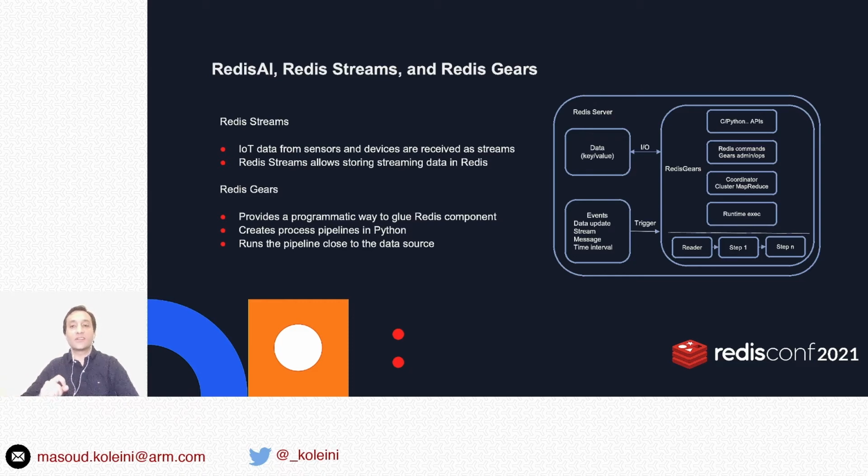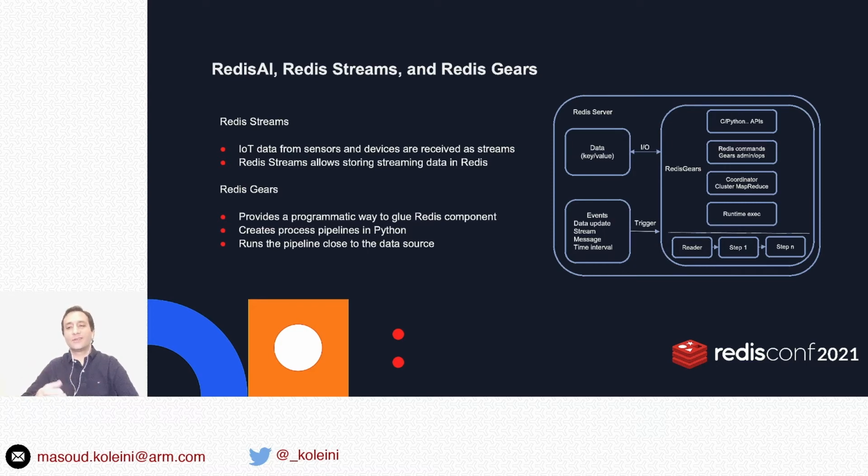Redis Gears is a module specifically designed to implement data flows and pipelines in a programmatic way. Users can write process pipelines in a language like Python, and Redis Gears will execute that on the data stored in Redis. Like data streams, running the pipeline close to the data source reduces the latency and increases the performance. On the right-hand side, you can see an image showing how it works. It has its own components, its pipeline, it reads data from the Redis store, and the pipeline gets triggered by events.